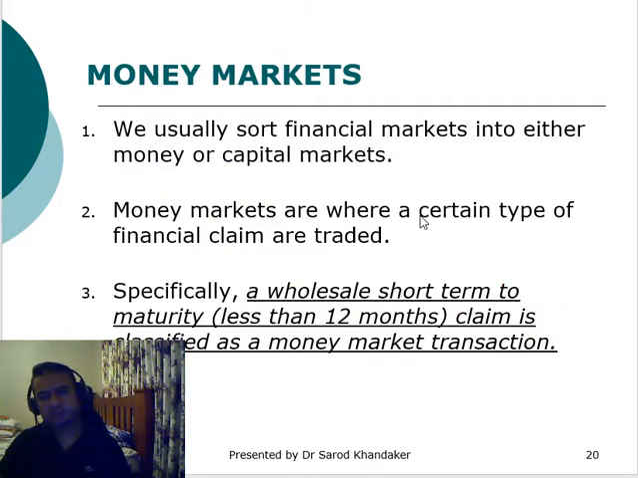Money markets. Now when we're talking about the primary market and the secondary market, we also need to understand what is the money market. Money market is a wholesale market. It's a wholesale short-term market where securities are traded for less than 12 months and the claim is classified as a money market transaction. So in the money market only certain types of financial claims are traded, which are below 12 months or 1 year.